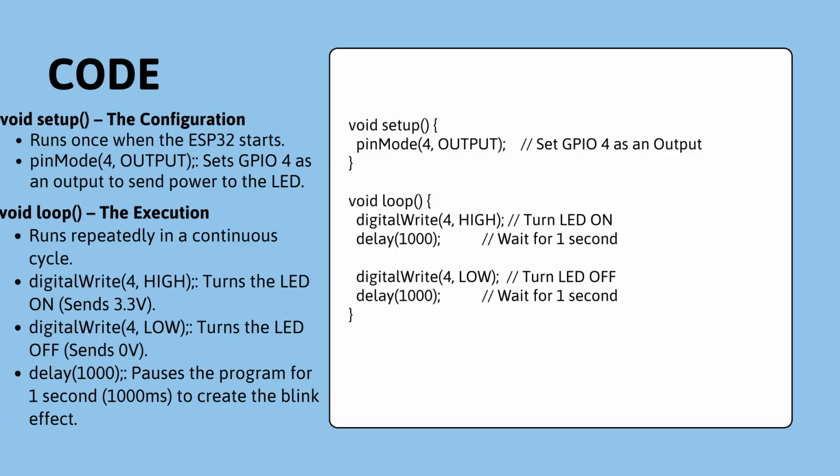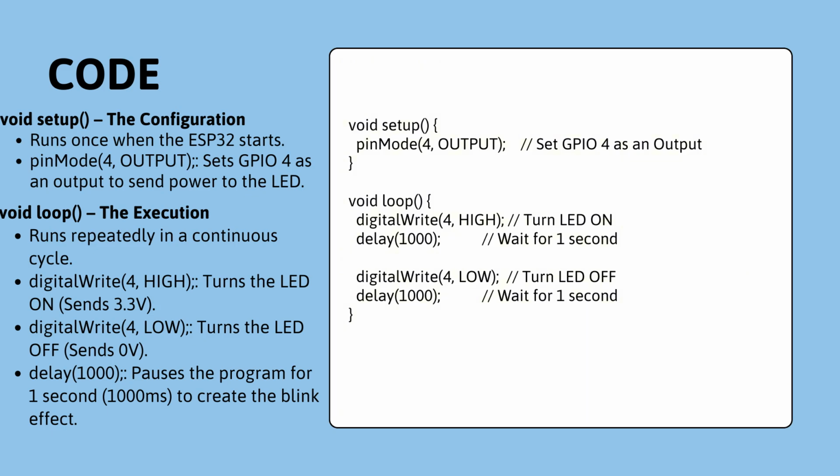After setup finishes, the ESP32 continuously runs the loop function forever. This is the main execution part of the program. Inside loop, digitalWrite(4, HIGH) sends 3.3 volts to GPIO 4, allowing current to flow through the resistor and LED, so the LED turns on.